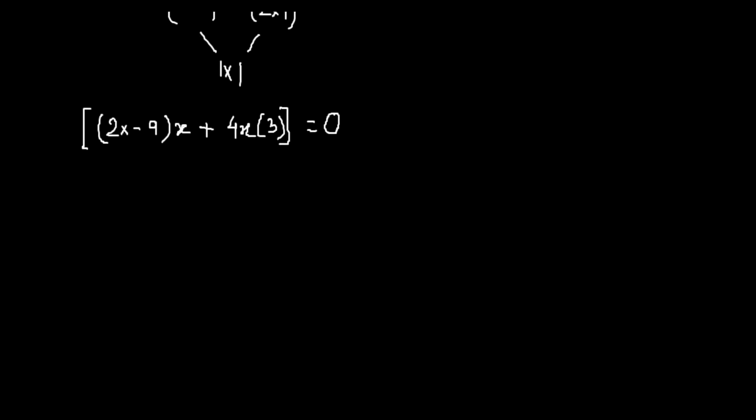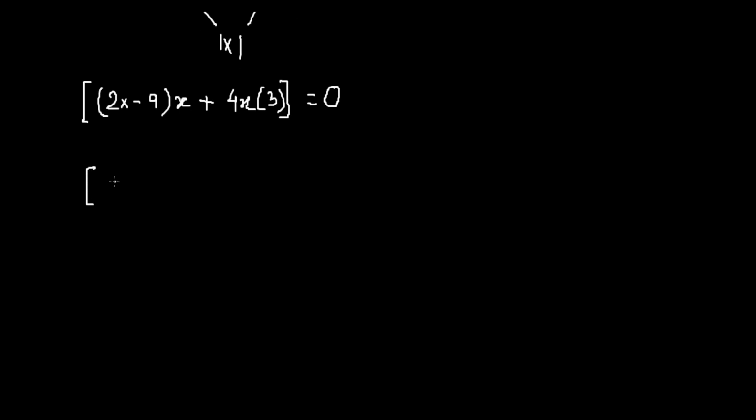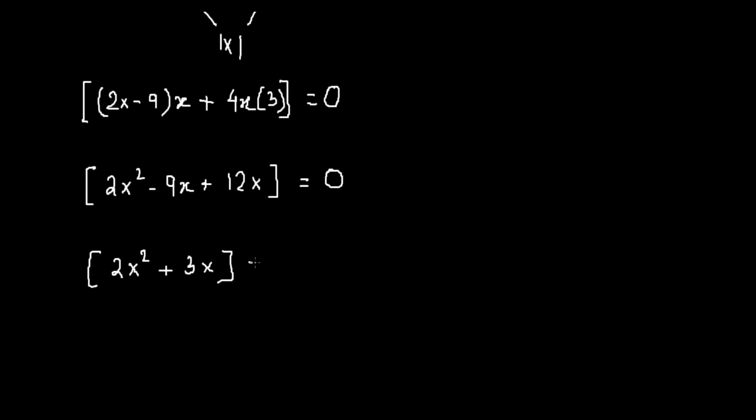Now let's simplify. This will give us 2x squared minus 9x plus 4 times 3, which is 12x, equals 0, or the 0 matrix. So 2x squared plus 3x equals 0. This is a single 1 by 1 matrix. The 0 matrix can also be written as a 1 by 1 matrix having an element 0. Now since these matrices are equal, we equate them. So equate 2x squared plus 3x equals 0.